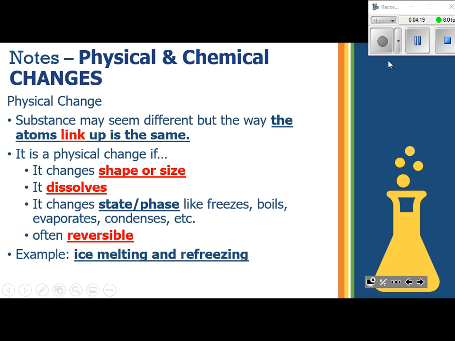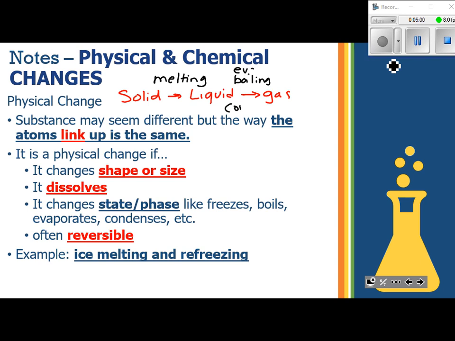So those are physical and chemical properties. And sometimes those properties describe the changes. So with physical changes, the substances sometimes seem a little different, but the way the atoms link up is the same. You have to remember, I think it's grade 7 science, when you talked about the kinetic particle theory. If we change from solid to liquid to gas, okay, if I change from solid to liquid, that's called melting. Liquid to gas, that could be boiling. Okay, gas to liquid is, or evaporating, right? Evaporation over here.